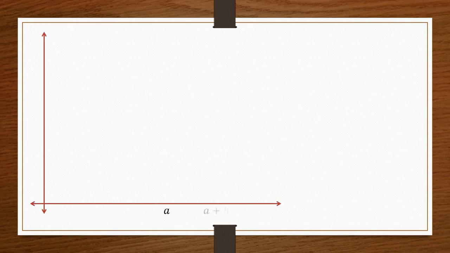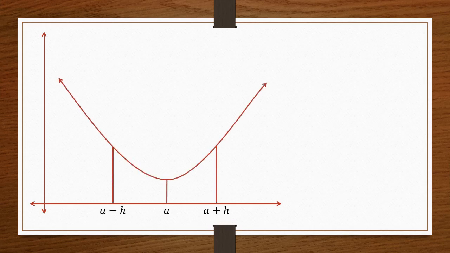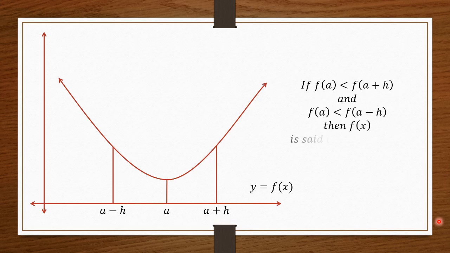Next, we will take the similar values, a plus h and a minus h, but here as you can see, at the point a it is minimum. If f(a) is less than f(a+h) and f(a) is also less than f(a-h), then f(x) is said to be minimum at x equal to a. So here you can see that at this point it has the minimum value. a plus h has a greater value, a minus h also has a greater value, but a has the minimum value here. So at this point the function will become minimum. It will give you the least value possible.